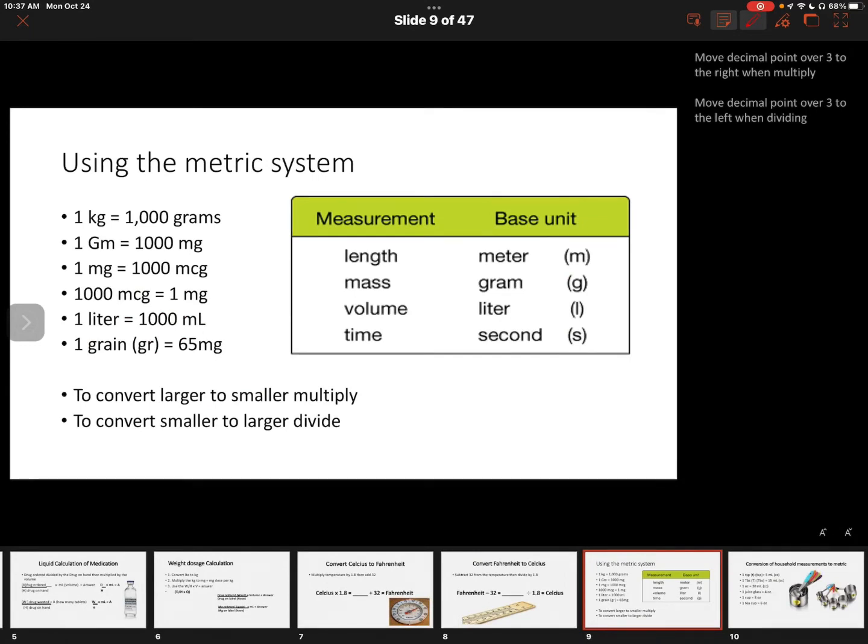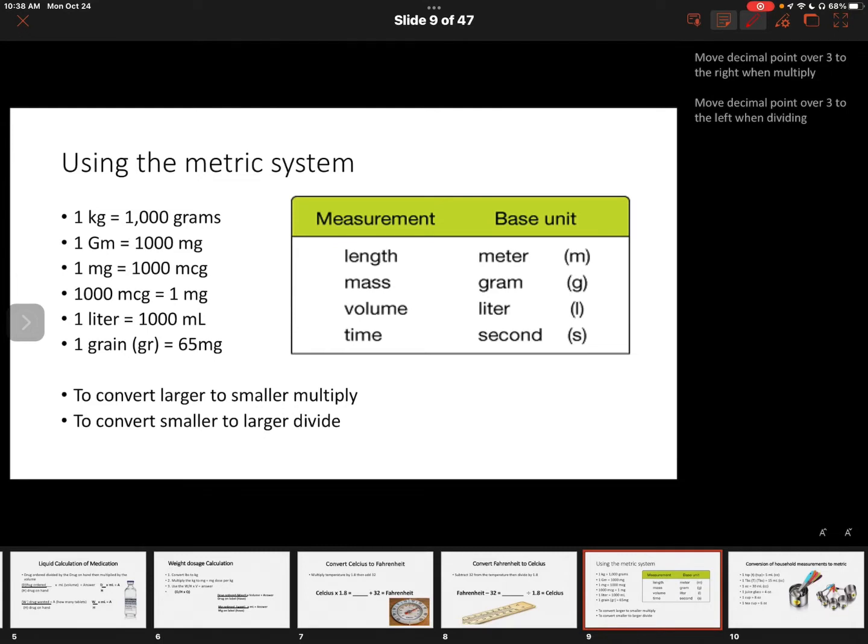We use the metric system in various ways. First of all, you have to understand, memorize, that 1 kilogram equals 1,000 grams, that 1 gram equals 1,000 milligrams, that 1 milligram equals 1,000 micrograms, and 1,000 micrograms equals 1 milligram. 1 liter equals 1,000 milliliters.